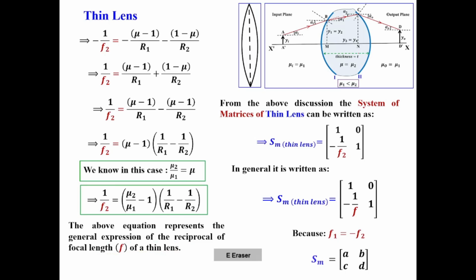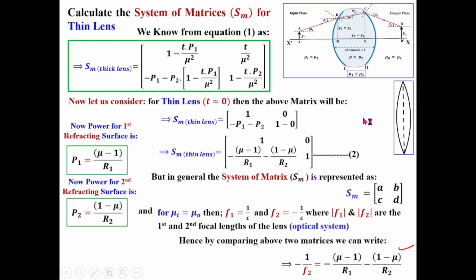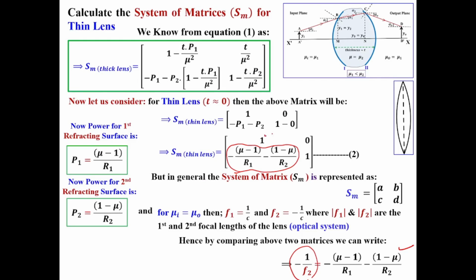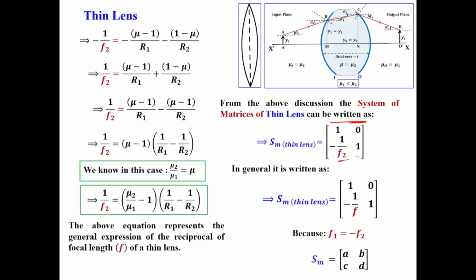Right. From the above discussion, the system matrix of thin lens can be written as here. Instead of C, what can we write here? Instead of C, this term can be written as minus 1 by f2. The same thing I have written over here. Here 1 0, this will be written as minus 1 by f2 1. Right. So here f2 is nothing but the second focal length.